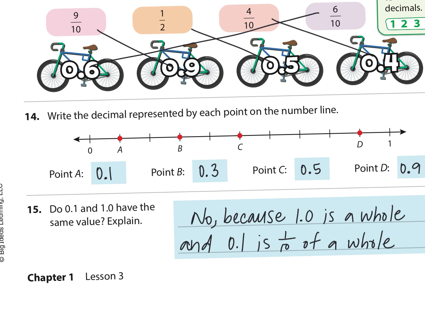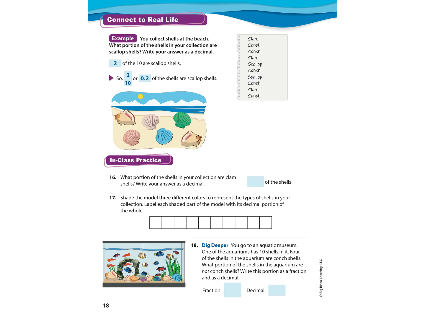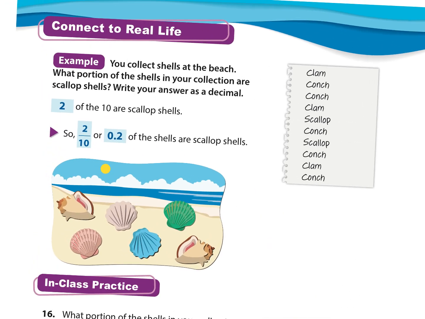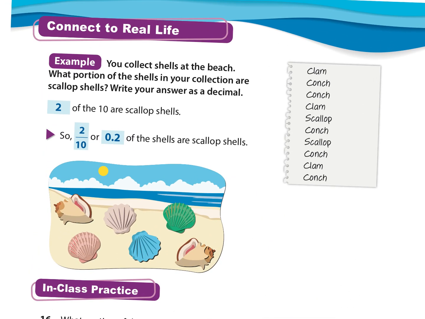Those of you looking at that next page, it's got a picture of seashells, and it says, you collect shells at the beach. What portion of the shells in your collection are scallop shells? Write your answer as a decimal. Oh, it's listed. I don't know which one's which. One of those is a conch shell, I know.